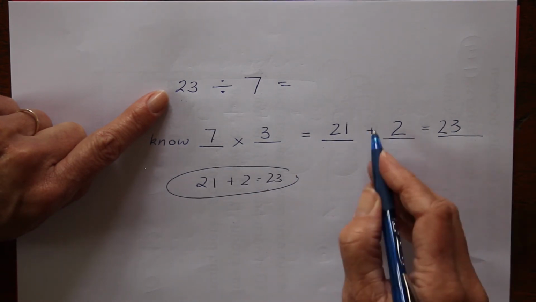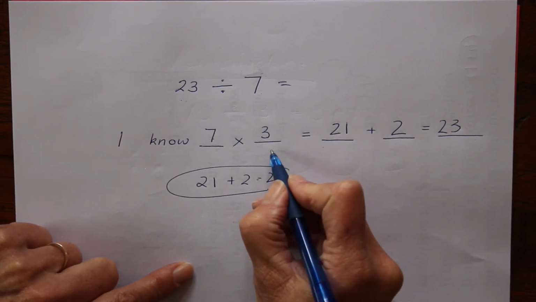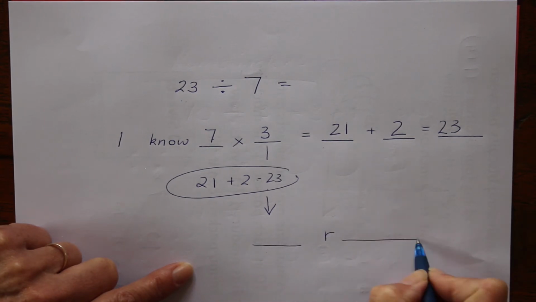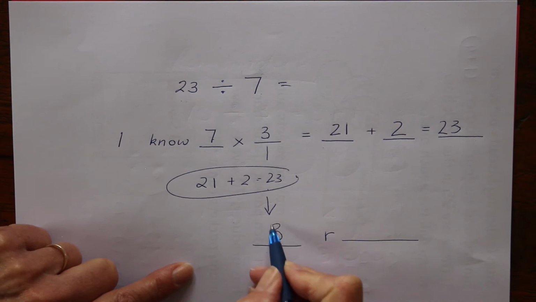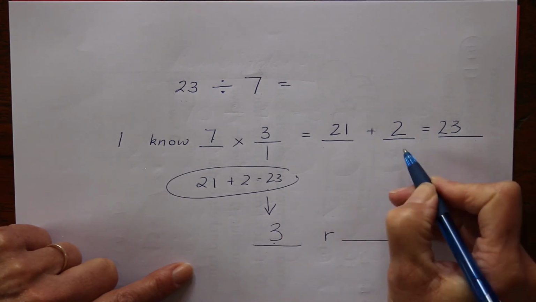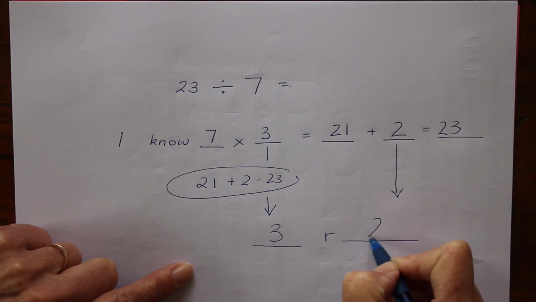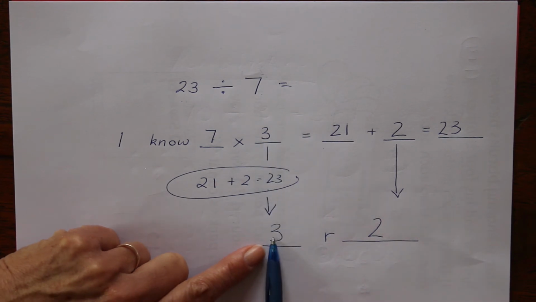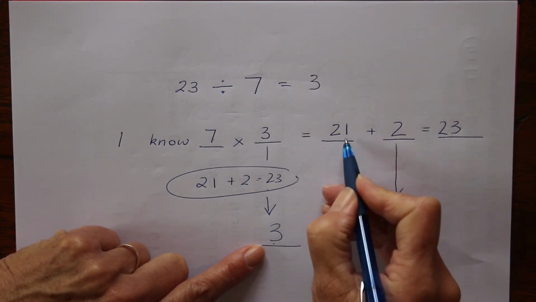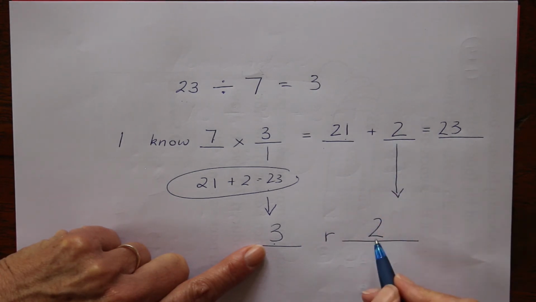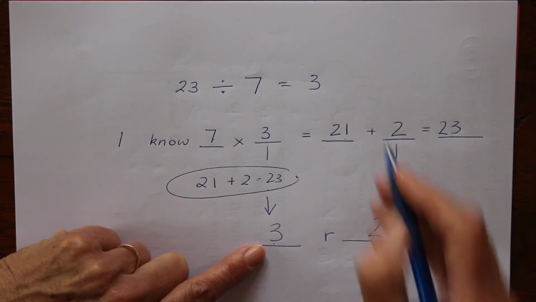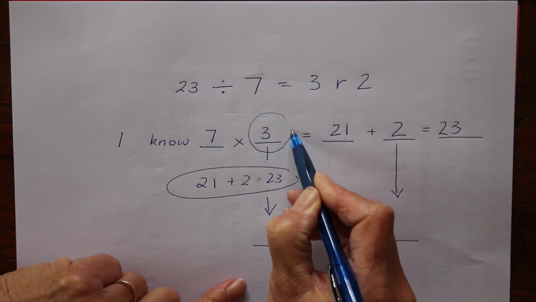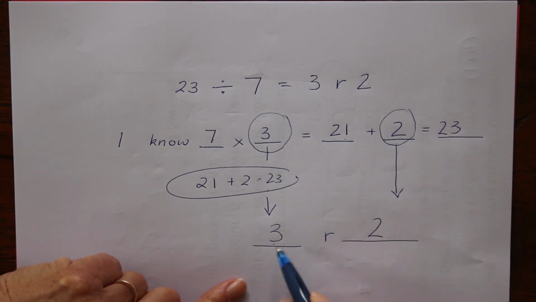So when I use these things here, I know that this number here is my answer. So I'm going to have something like this. I know that my 3 is going to go straight away down here, and this number is my remainder, and that's going to go there. So I know my answer is 7 times 3 is going to give me the 21. Then I plus 2, and that's going to get me to 23. So I've got a remainder of 2. So I'm going to use this number and this number to help me get the answer.